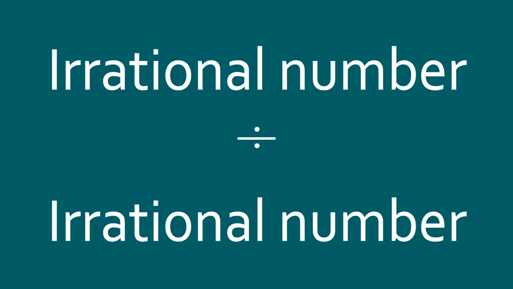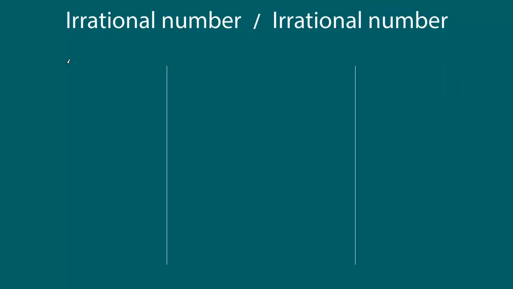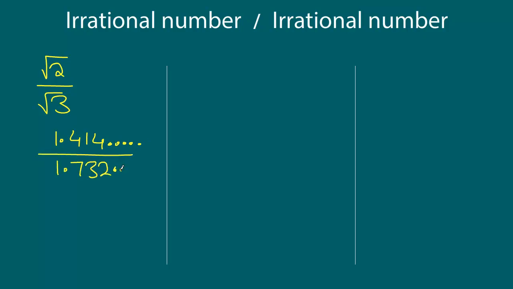What happens when we divide an irrational number by another irrational number? Let's find out. So we know that square root 2 is an irrational number, and if you want to divide it by square root 3, what do we get? Well, we know square root 2 can be written as 1.414, and this number is non-terminating and non-repeating. Similarly, square root 3 is 1.732, and we get another non-terminating, non-repeating number.